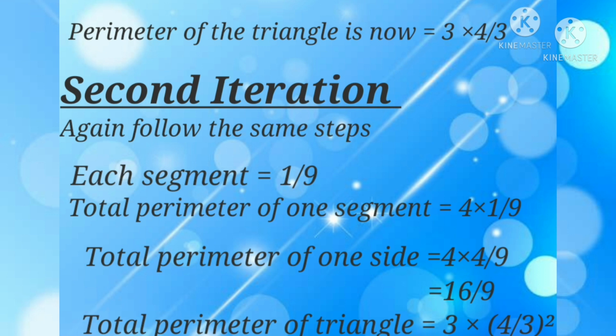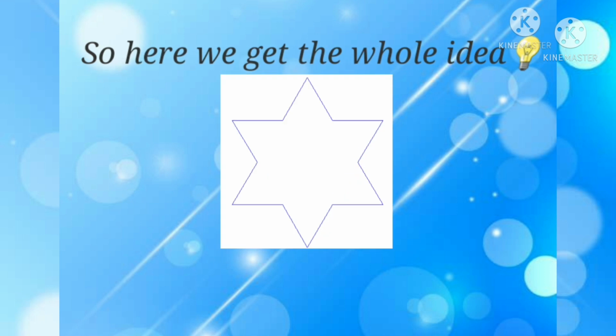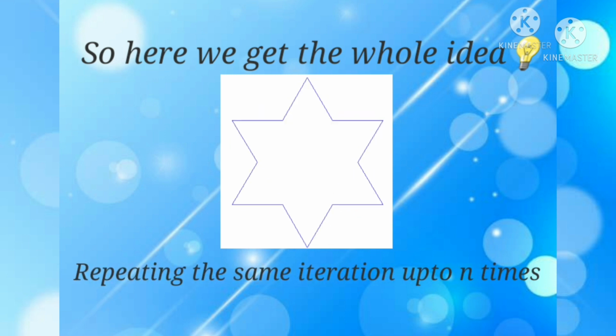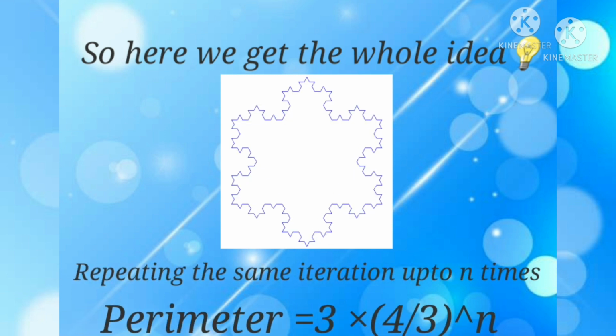So we get 16/9 after the second iteration, and after multiplying it by 3, since every triangle has 3 sides, we get the total perimeter as 3 times 16/9, which is ultimately 3 times (4/3) squared. So here we get the whole idea of how it goes on, and repeating the same iteration up to n number of times, we get the perimeter as 3 times (4/3) to the power n.